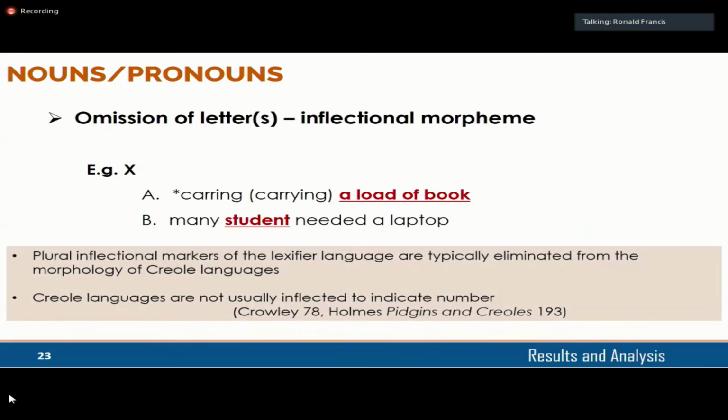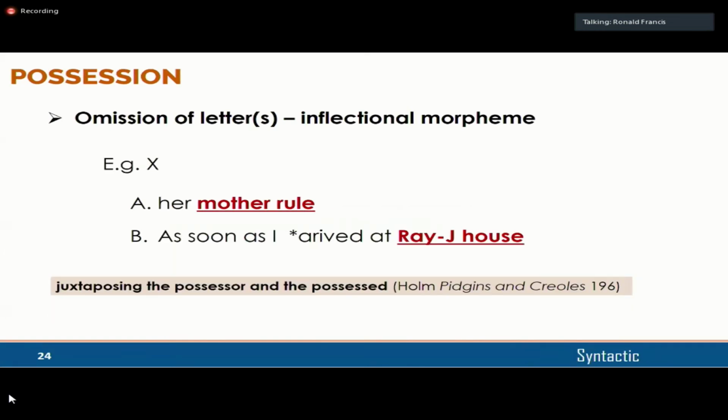And then we know, for example, it's well documented, Crowley and Holmes, Pidgin and Creole, even before I was born, spoke about the fact that Creole languages are not usually inflected to indicate number. I mean, I'm preaching to the choir when I say things like that. So plural inflectional markers of the lexifier language are typically eliminated from the morphology of Creole languages. So "many students needed a laptop," that S is deleted, instead of "many students needed laptops," for example. So spelling even has implications for syntax.